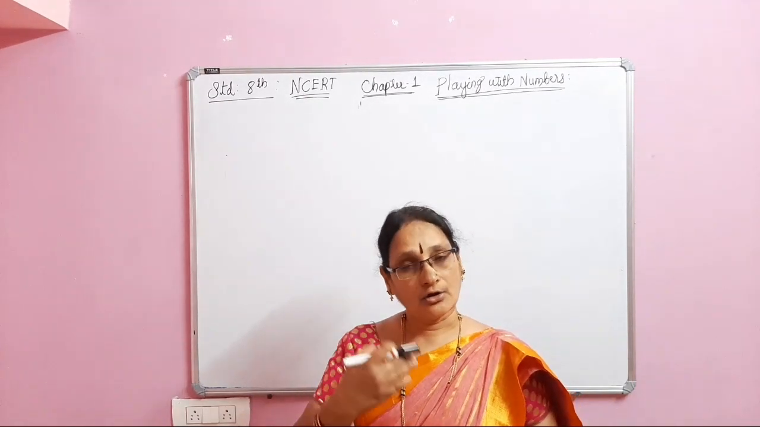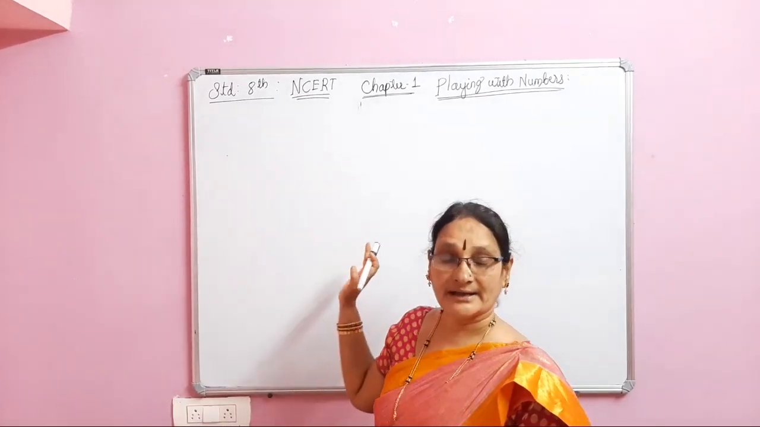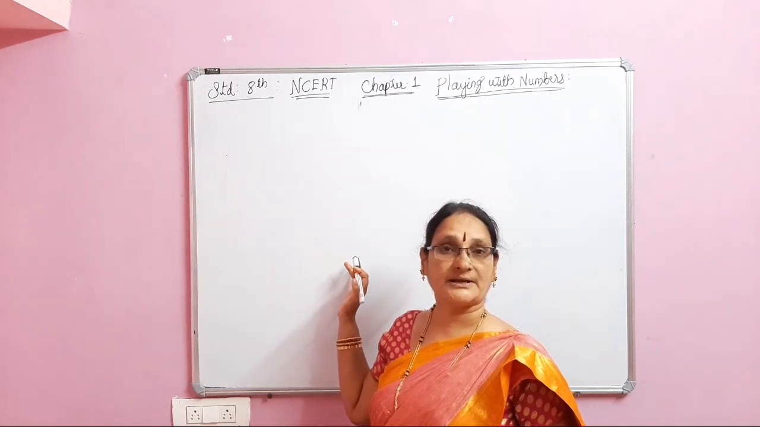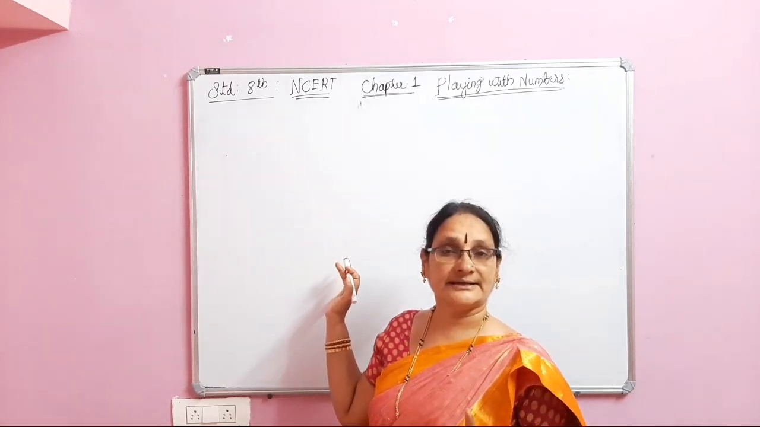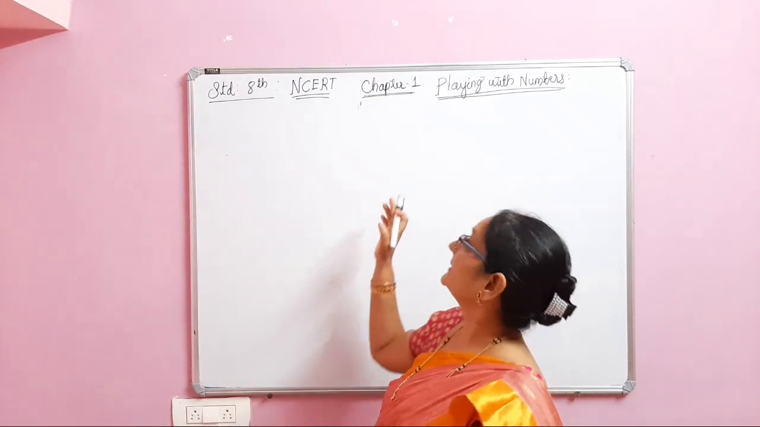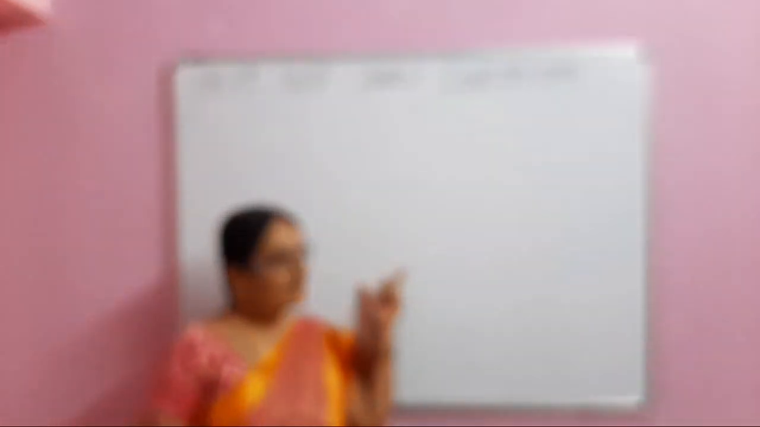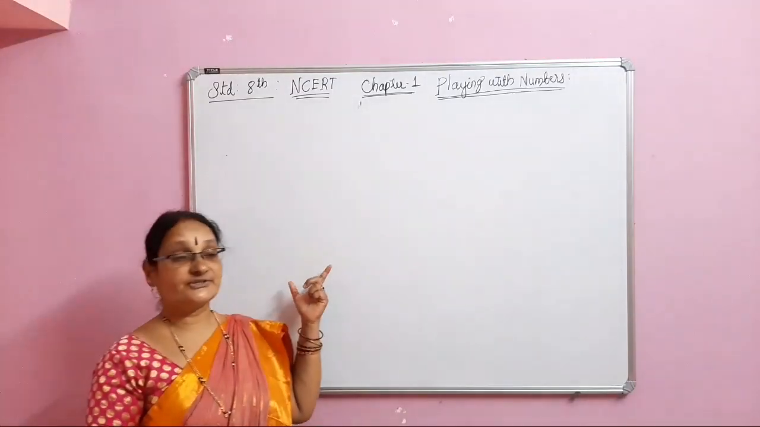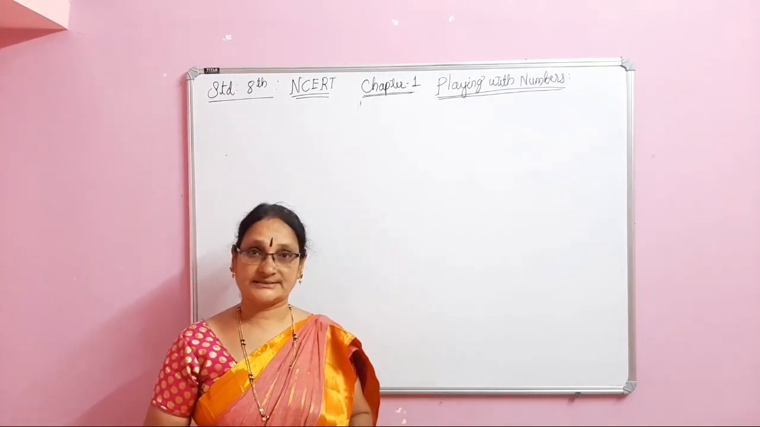So according to that syllabus, I am now starting the first chapter of the 8th standard NCERT syllabus, that is Playing with Numbers. In this first chapter, we learn about the general form. What is the general form of numbers?